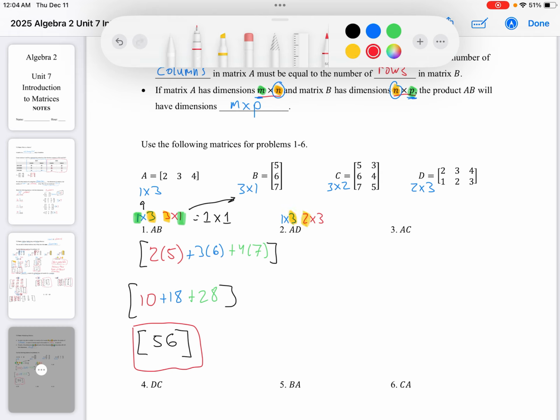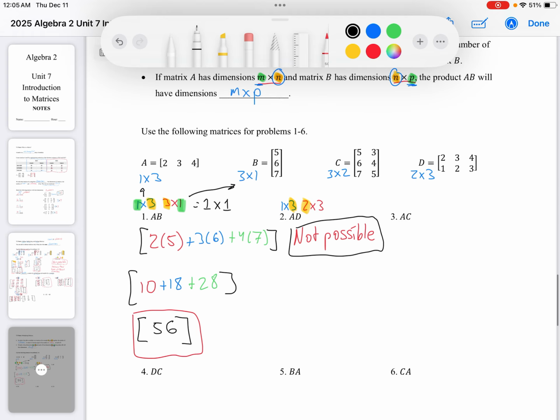We've got 3 and 2 as our middle numbers here, as the columns for matrix A and the rows for matrix D. So since these are different numbers, these ones cannot be multiplied. So I would say this is not possible. You cannot multiply matrix A times matrix D because those middle numbers don't match. And so we can pretty much just skip that one because we aren't able to multiply those matrices together.